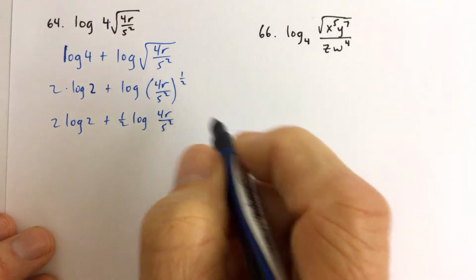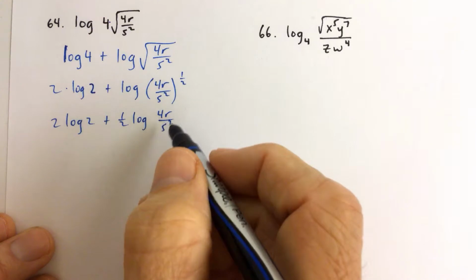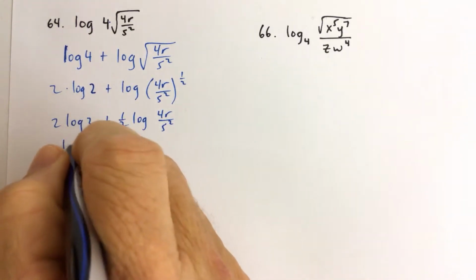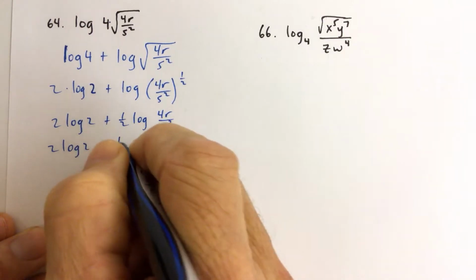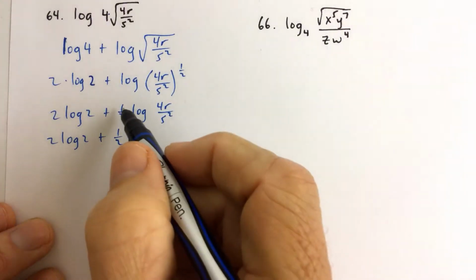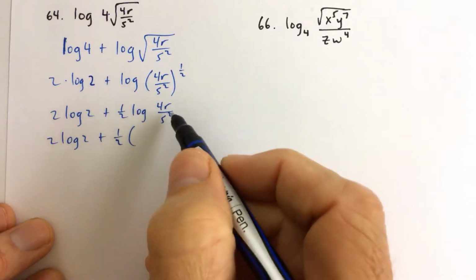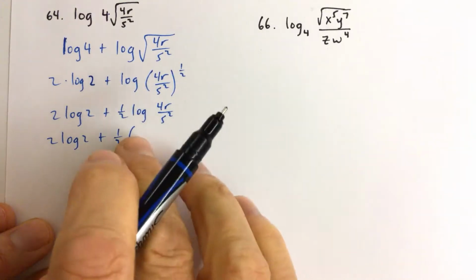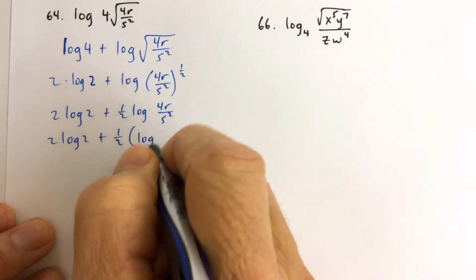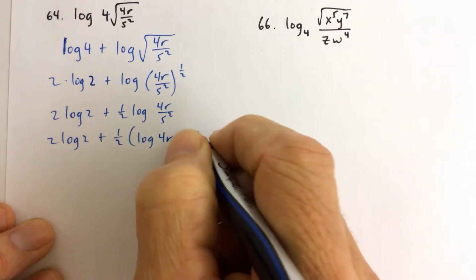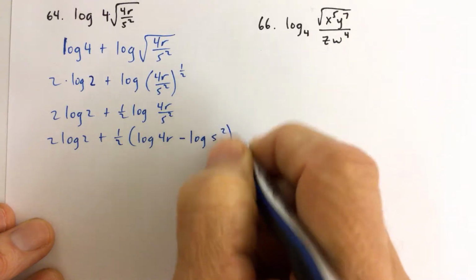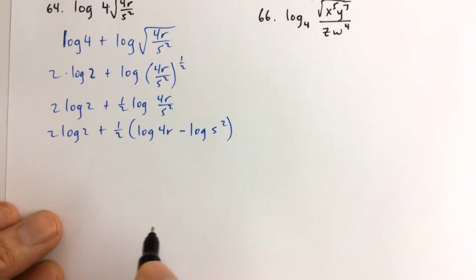I leave it like that for now, but I can't leave it like that because we have the log of a quotient. So when we have the log of a quotient, that means that we have the difference of logs. And so now I know that I have my 1/2 times this thing, and this thing is going to get expanded. So we're going to leave that in parentheses. Log of 4r minus, remember the log of a quotient is the difference of the logs, log of s squared. So you can see it happening.